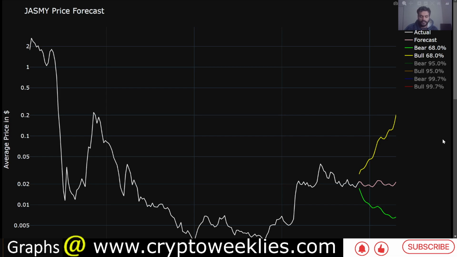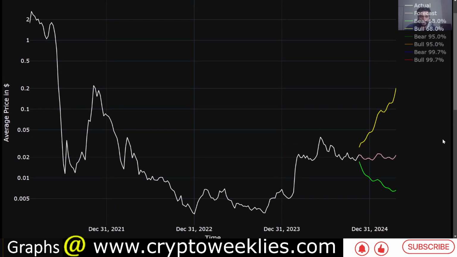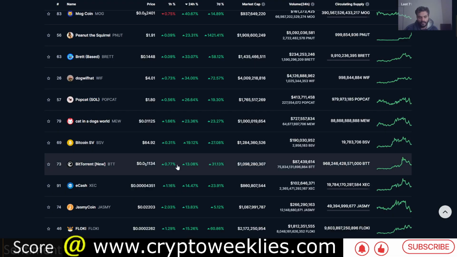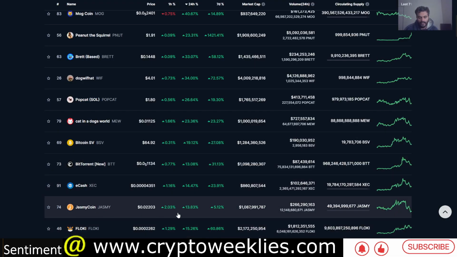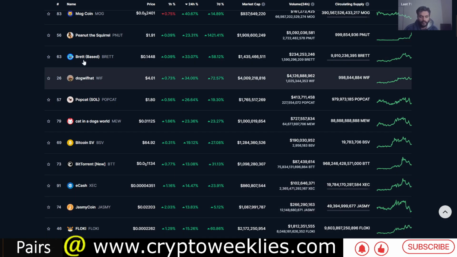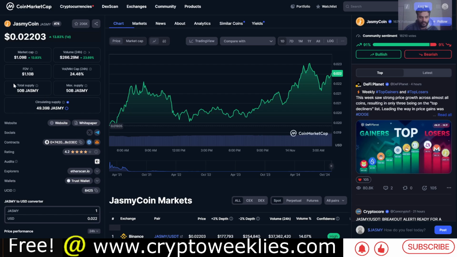This is the machine learning algorithm trained on weekly price action for Jasmy since early 2021 when Jasmy was released. Right now, over the last 24 hours, Jasmy has been rallying by about 13 to almost 14%, price about 2.2 cents. In terms of tokenomics, almost the entire max supply is in circulation. That means the impact of any token dilution from here on the price would be minimal.